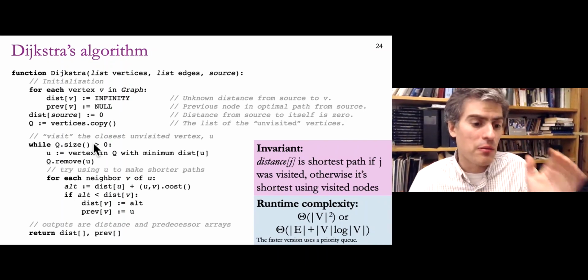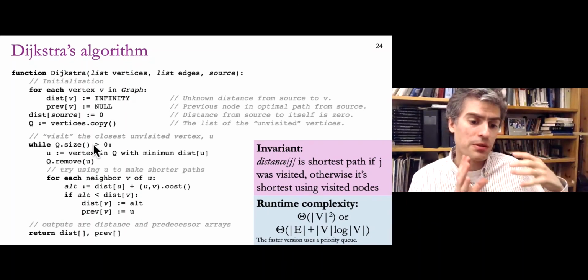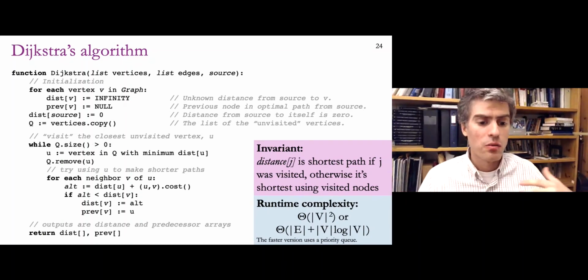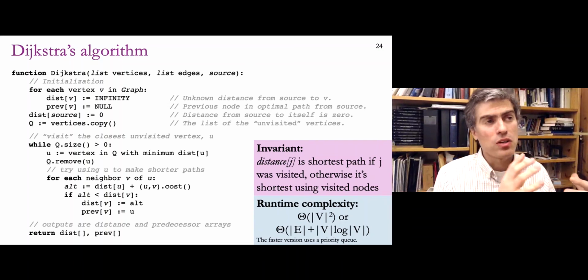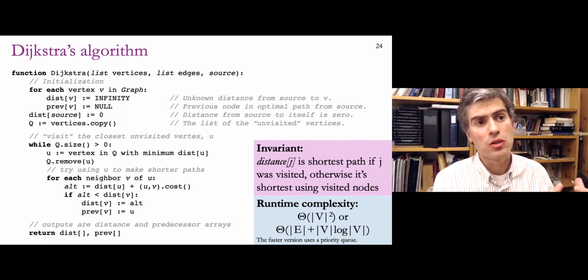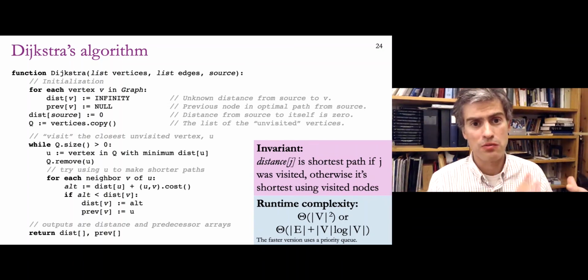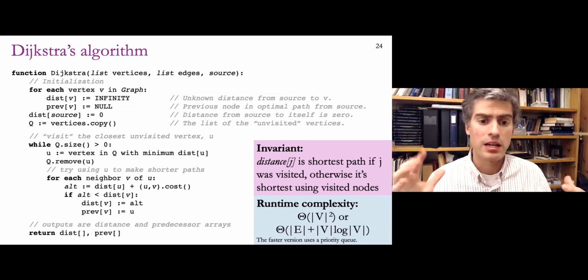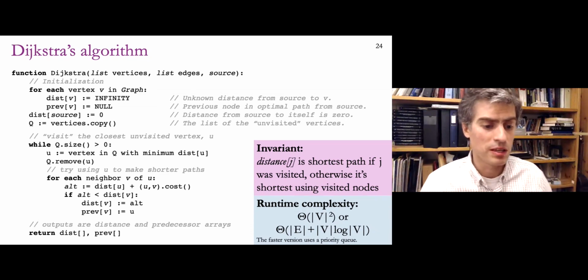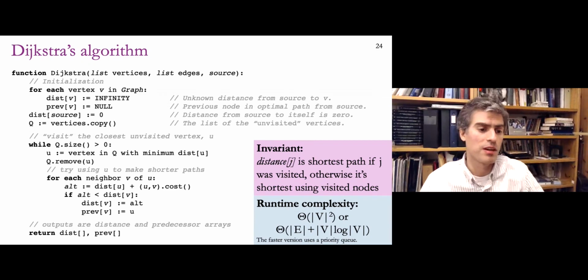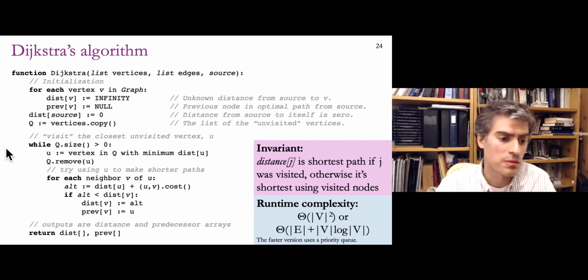But we go through the vertices in a particular order, which is to say we always include the closest ones first. And if we do that, that gives us an algorithm that can effectively and efficiently find the shortest paths to all the destinations.